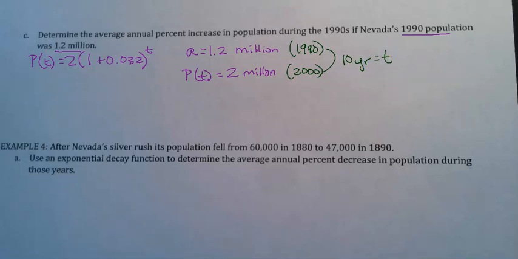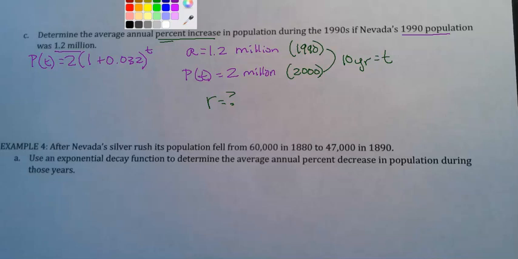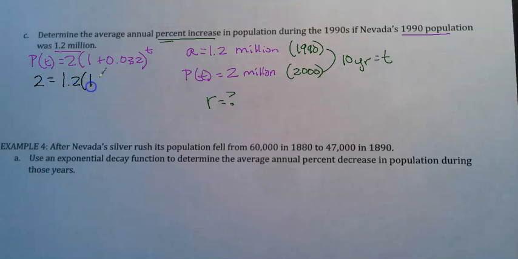Okay, and so now the only thing left is our R, which this tells us to determine the average annual percent increase. Well, if it's a percent, that's our R, and we don't know it. That's what we're actually looking for. So if we put all these things together, for our equation, P of T is equal to 2. Our A is 1.2 this time, times 1 plus R to the power of 10.